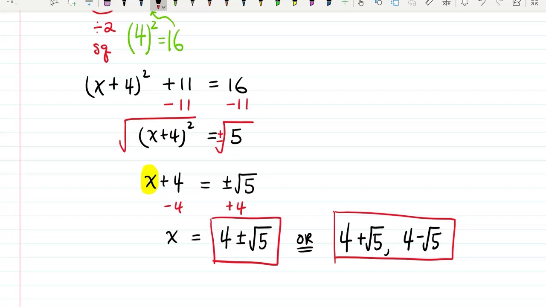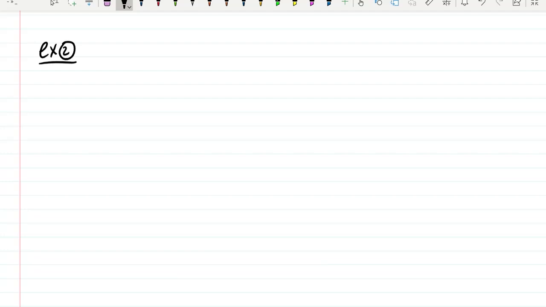so let's try one more example. Example 2. This time we're gonna have a number in front of the x squared. So here's the example: 4x squared plus 12x minus 11 is equal to 0. So instead of a equal to 1 as in example 1, now we have a number in front of the x squared term.